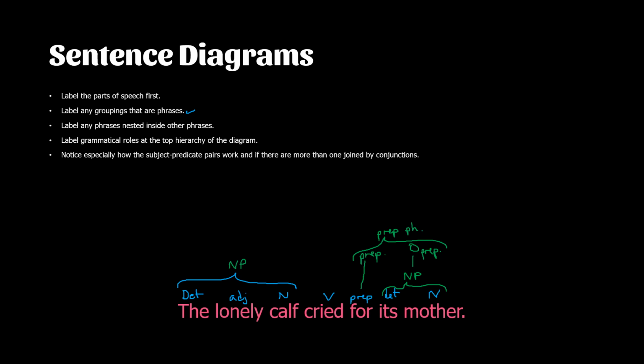Okay, there's only one verb, cried. There's not any other verbs around it, so there's no verb phrase. So now we're ready to look at the top hierarchy. So this noun phrase, the lonely calf, is the subject of the sentence. Cried for its mother, you have the main verb plus this adverb, what it cried for. So all of this together is the predicate of the sentence. We have one subject-predicate pair, so this is a simple sentence.